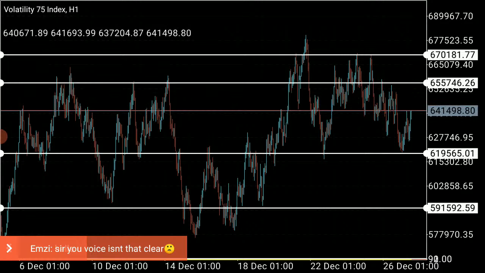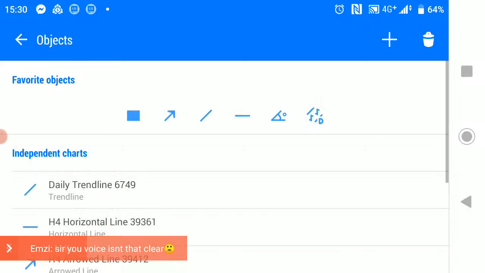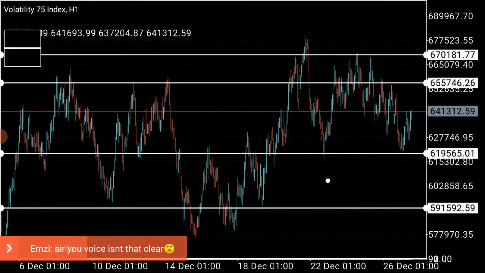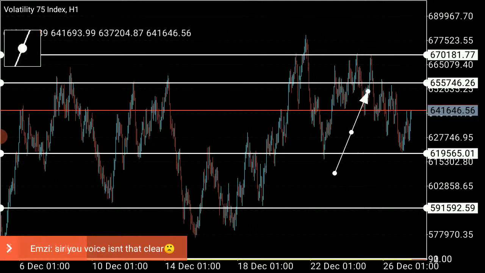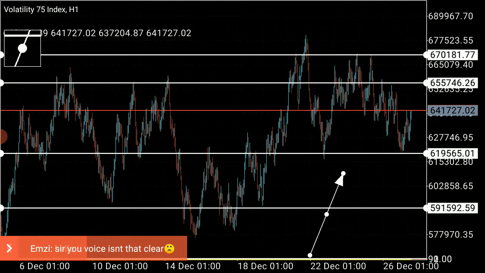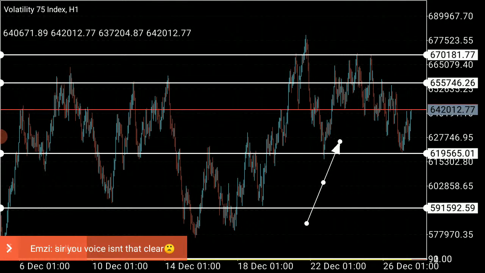Okay, let me bring out my arrow. Okay, with my arrow, we can see almost tested here one. There's some more tests here, 2, 3, 4, 5, 6. Okay, it is a real support, it is a real resistance level.